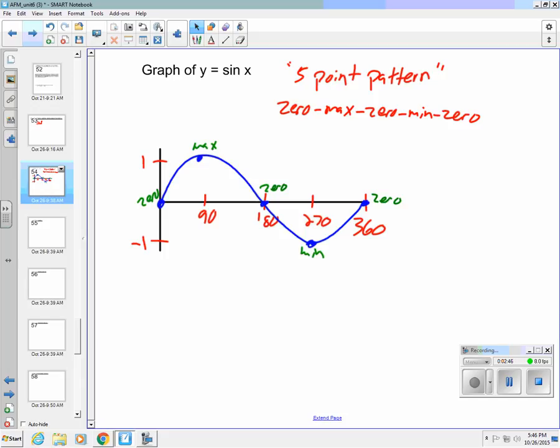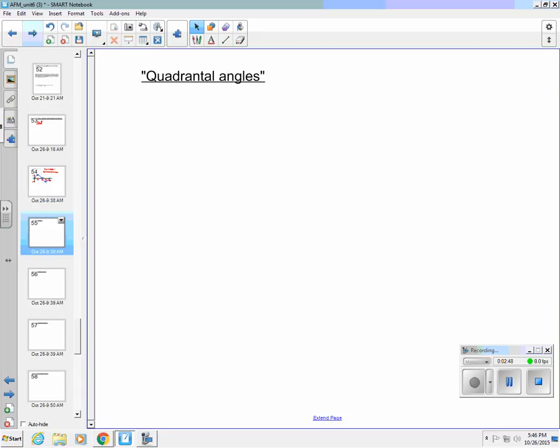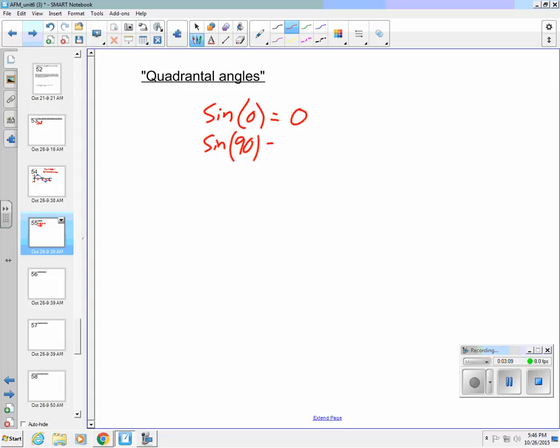So these special 5 points we use for sine, we'll also use them for cosine. These are called quadrantal angles. These are special values for the sine function. So starting off, we start at 0. Sine of 0 is 0. It's where we get our first point in the pattern. And it moves to sine 90, and sine 90 is 1.